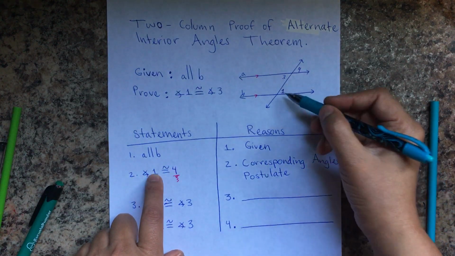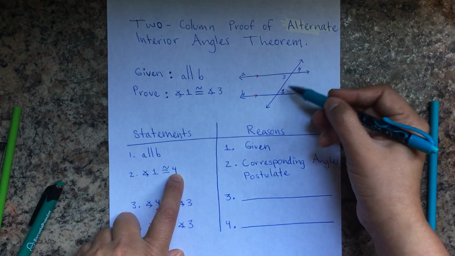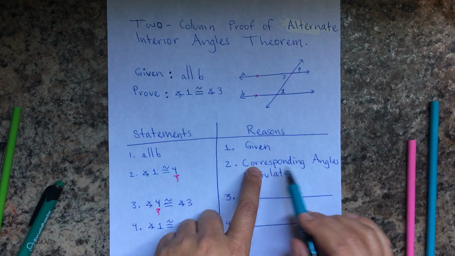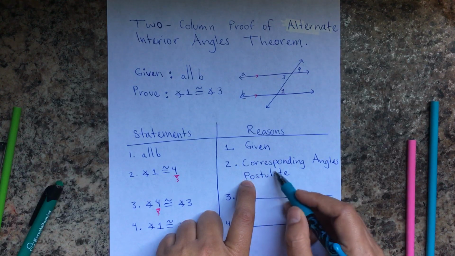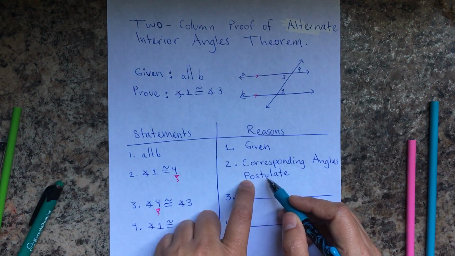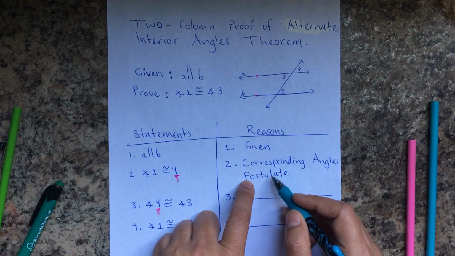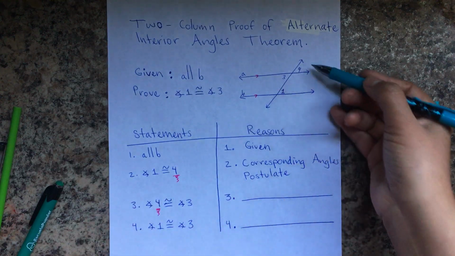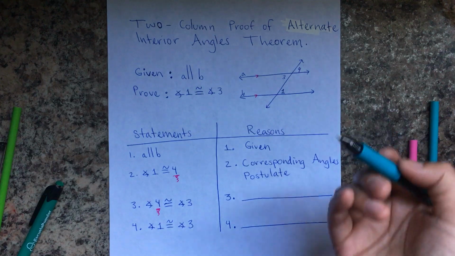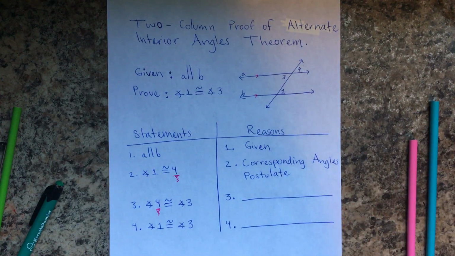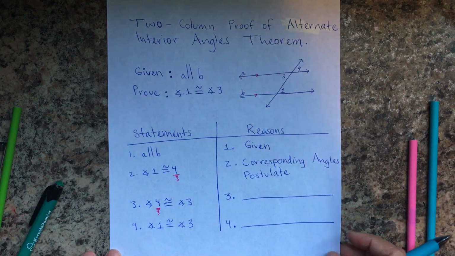Angle 1 is congruent to angle 4. That's the corresponding angle postulate. Remember that when it's a postulate, we don't need to prove it. That's just because it makes sense, because they look alike, because if you measure them, they have the same measurement. So that's a postulate. You don't need to prove it. It's just common sense that it's true.